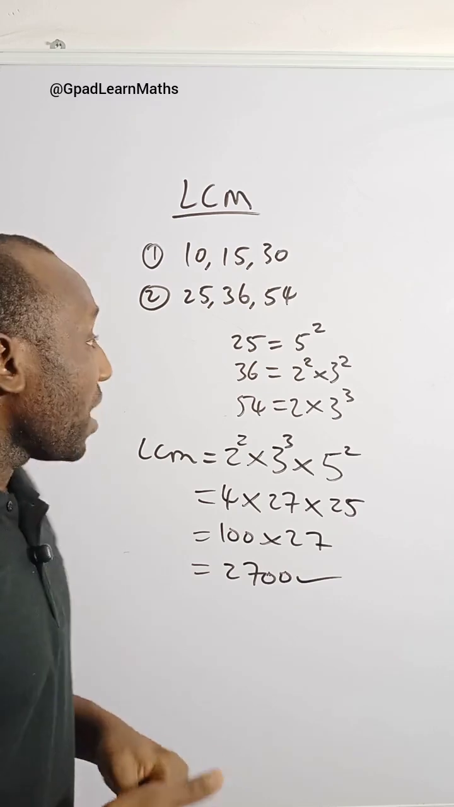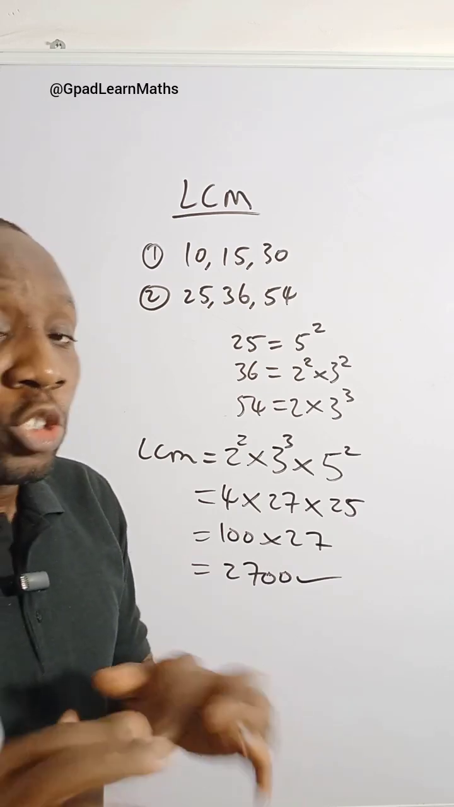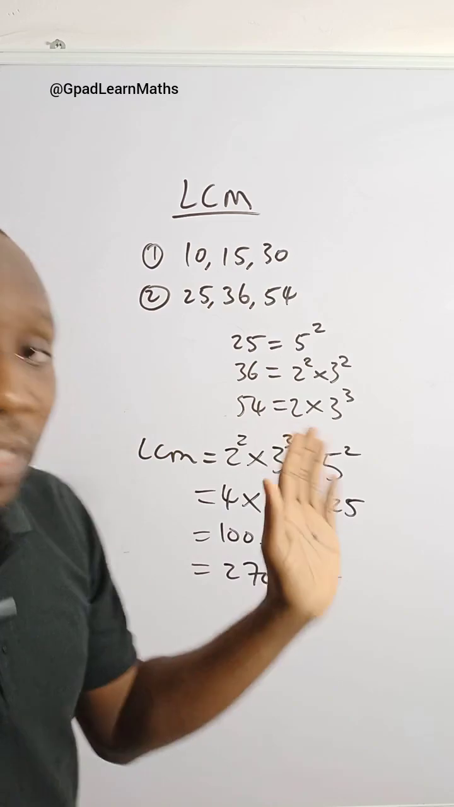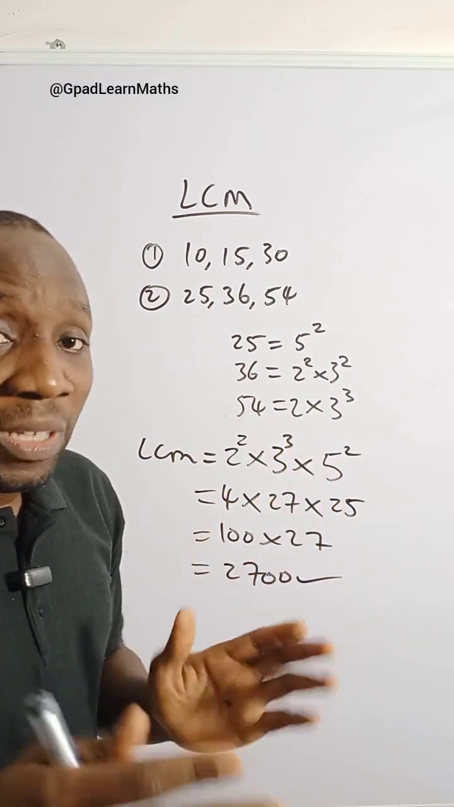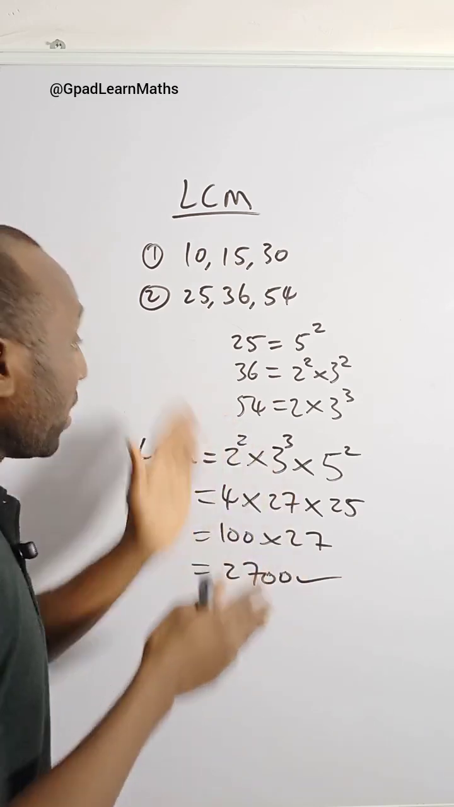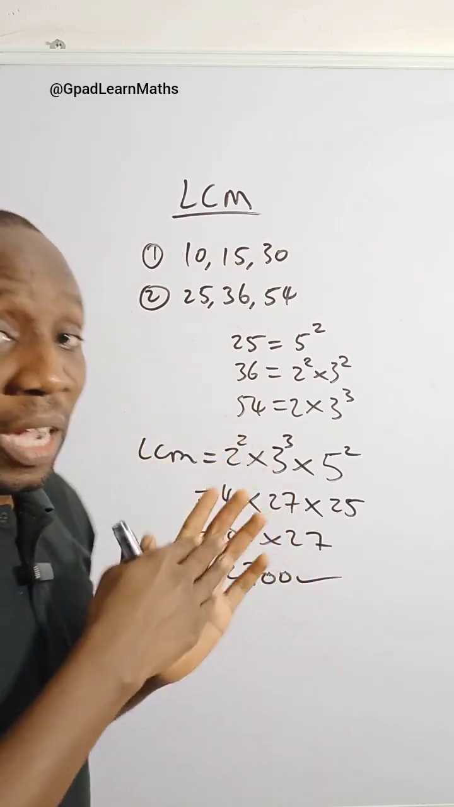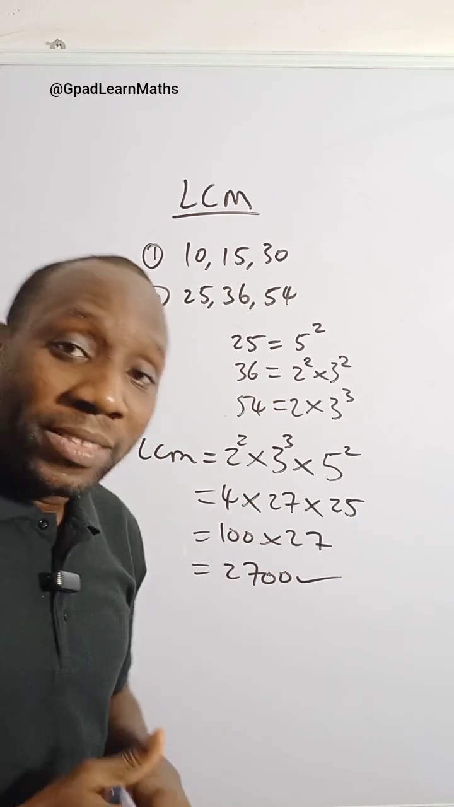Isn't that so much? So that's why we shouldn't just use listing the multiples of numbers as the only way to find the LCM of numbers. This is also a very good approach to finding the LCM of numbers.